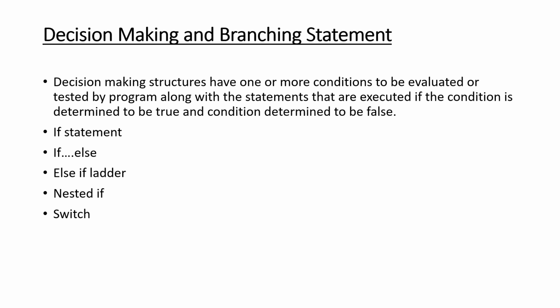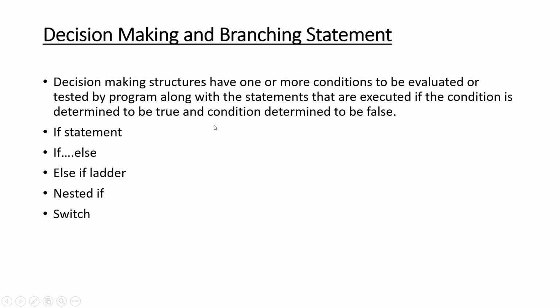So today we will discuss decision making and branching statements in Java language. First of all, we will see what a decision making statement is. Here the decision making structure has one or more conditions to be evaluated or tested by a program, along with the statements that are executed if the condition is determined to be true, and optionally other statements if the condition is determined to be false.